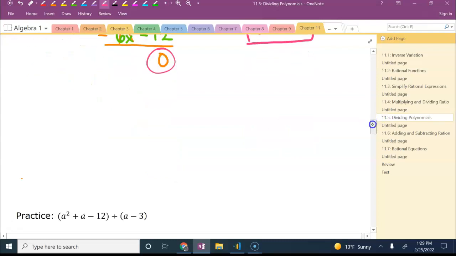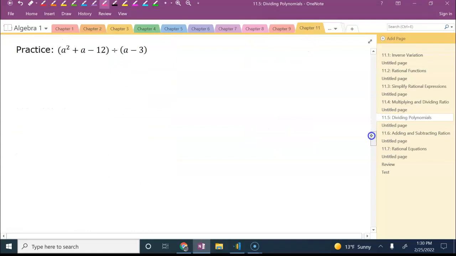So I want you to give this long division a try. Go ahead and pause the video here, try this problem out on your own, and then when you're ready to see the solution, keep watching.